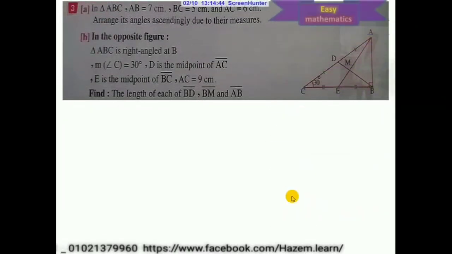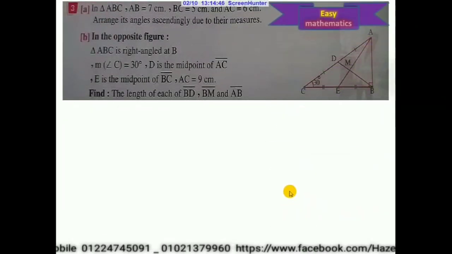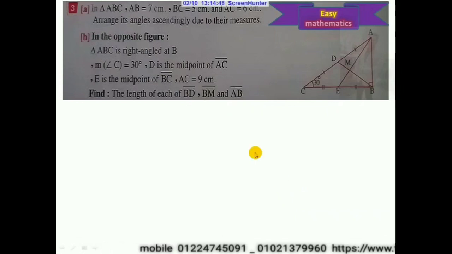Let's see more exercises. Number 3A from page Easy Mathematics. In triangle ABC, he gave me here AB equals 7 centimeters, BC equals 5 centimeters, and AC equals 6 centimeters. Arrange its angles in ascending order according to their measure. When he gave me the three sides of a triangle and asked me to arrange them in ascending order, we must first write it like that.